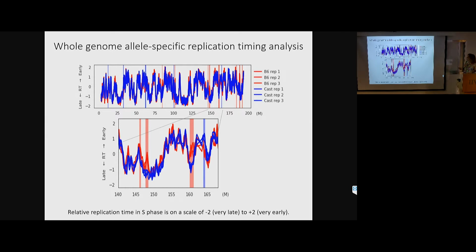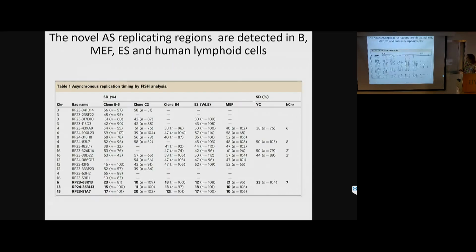And we look at the 2 alleles. The B6 is the red one, the Castaneus is the blue one. Let's look at the enlargement, and I would like to point to this area, which is marked by red, which means that the B6 allele replicates prior to the Castaneus. And here in blue is the opposite, Castaneus prior to the B6.